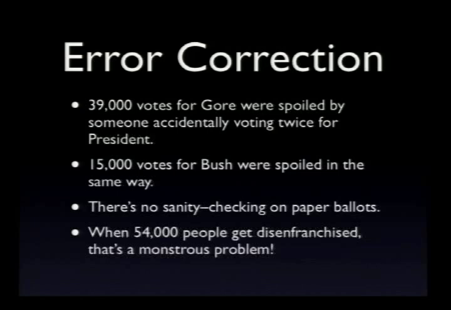39,000 votes for Gore, presumably votes for Gore, were spoiled by somebody voting twice for president. If somebody has voted a straight Democratic ticket, has voted for Gore, but has also voted for Pat Buchanan, is it more reasonable to think that this person voted for Gore or that this person voted for Buchanan? We can't say.